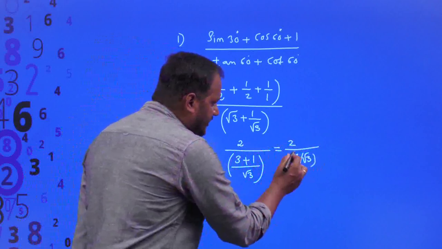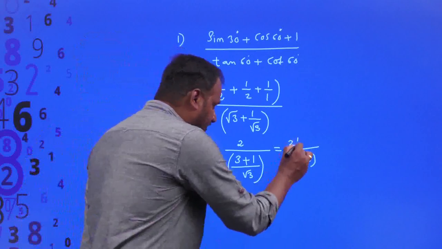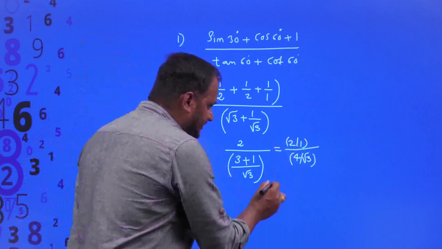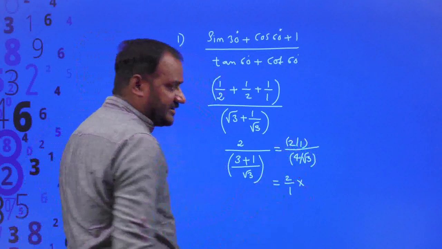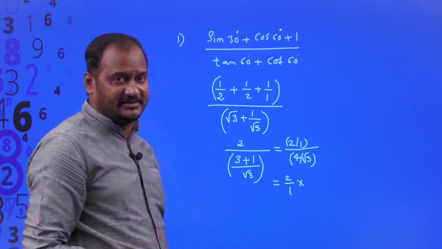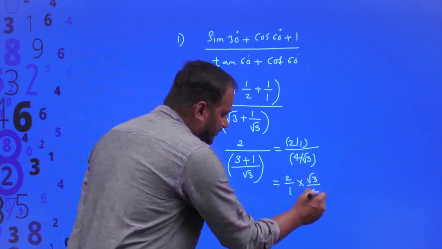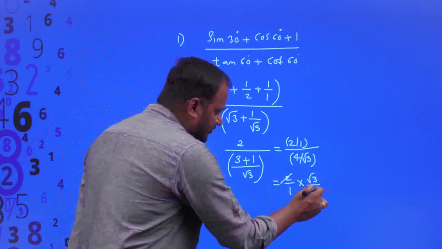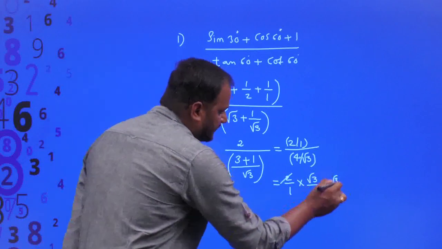So, you have a fraction in fractions, right? That 2 divided by 1 is the numerator, so you write 2 divided by 1 multiplied by 4 divided by root 3 in the denominator. If you transpose it to the numerator, the fraction will be reversed, so it is going to be root 3 divided by 4. So, finally, your answer is going to be 2 ones and 2 twos, which is equal to root 3 by 2.